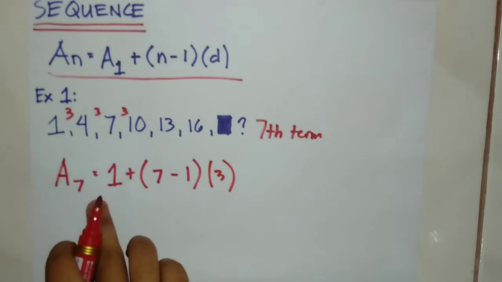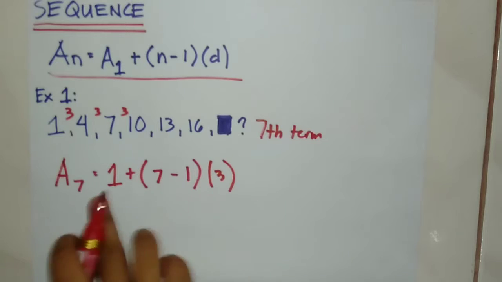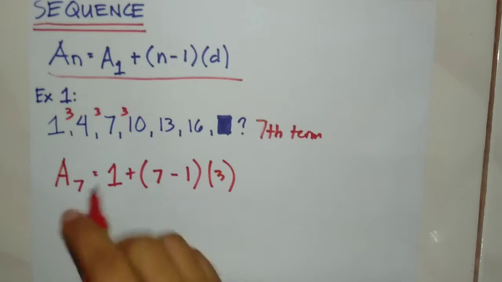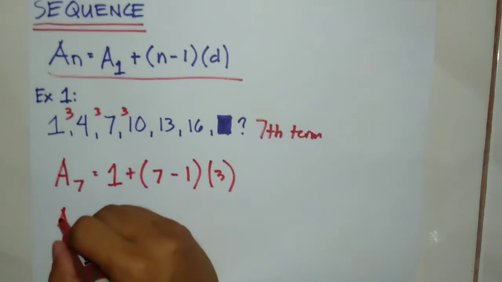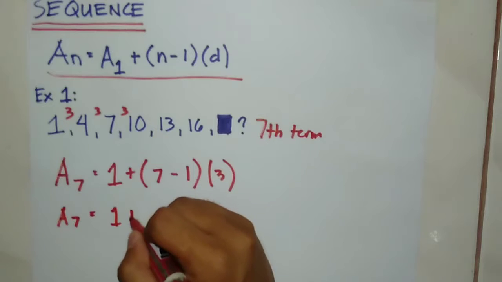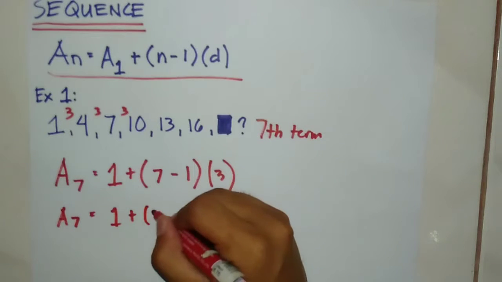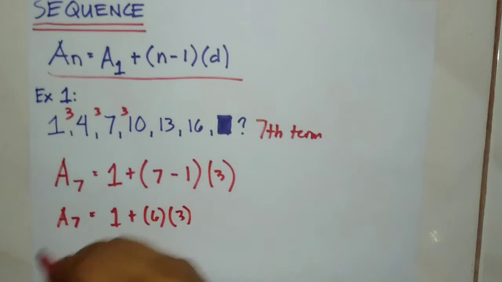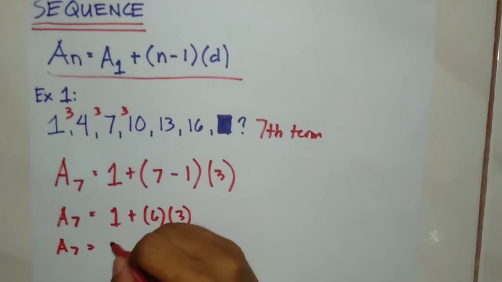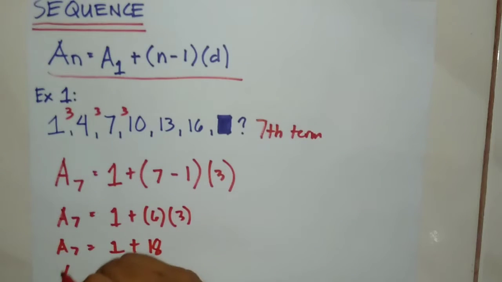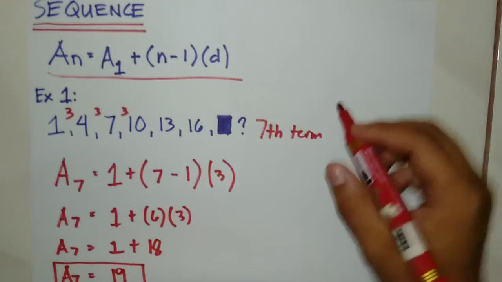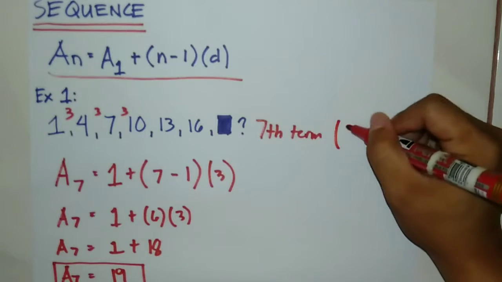So we just need to solve this so that we can find the seventh term. 7 minus 1 is 6. So 6 times 3 is 18. So therefore our answer for this sequence is 19. So the seventh term in the sequence is 19.